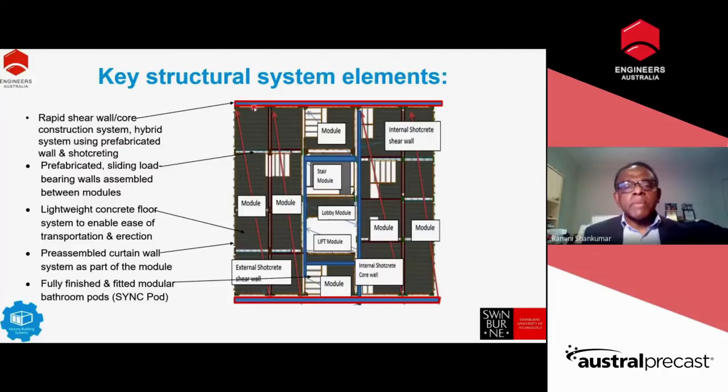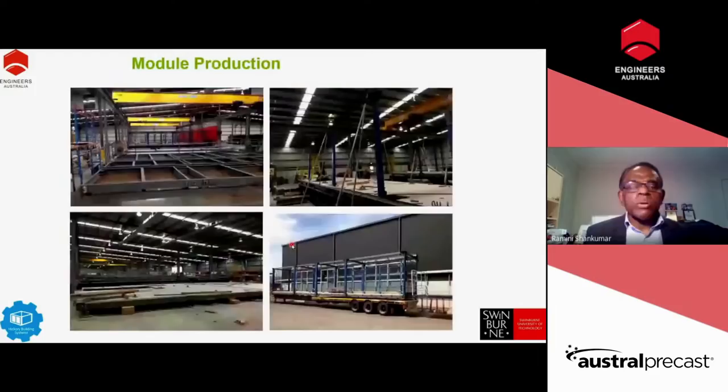And these two sites are with facade, which acts as a protective screen during construction. It's a lightweight concrete floor, with pre-assembled curtain wall and fully finished bath pods as well. And these are the spine structural element walls, which are shotcrete. We bring the reinforcement, bring the one-side formwork and shotcrete it. It worked pretty well, actually. And this is the factory production that you're looking at.